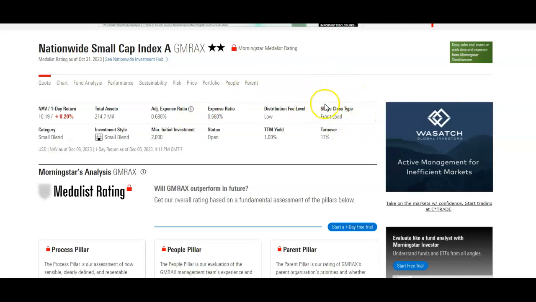This share class type is a front load, meaning they remove those loads or fees at the beginning instead of after at the end. Looks like this one has a minimum initial investment of $2,000. Sometimes they have those, sometimes they don't, just depends.